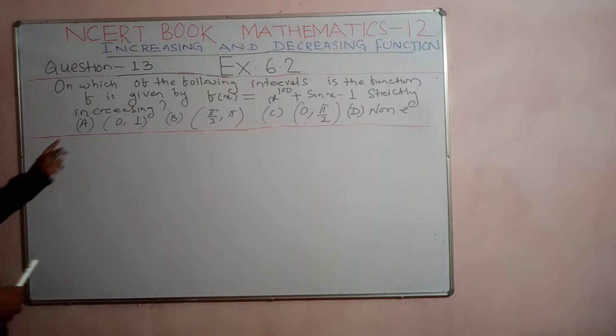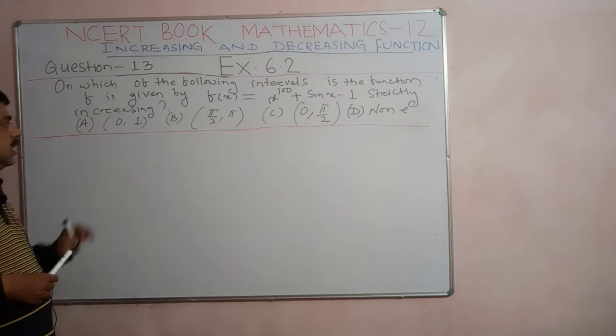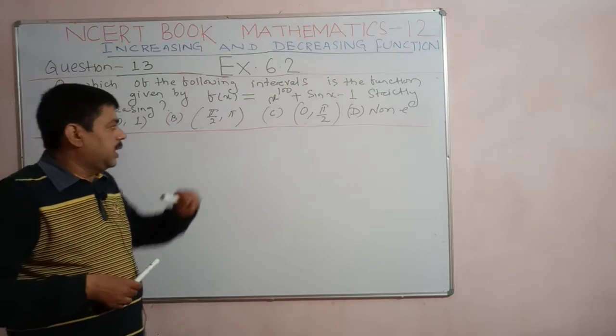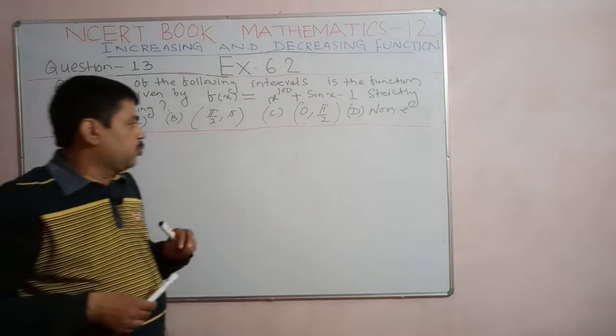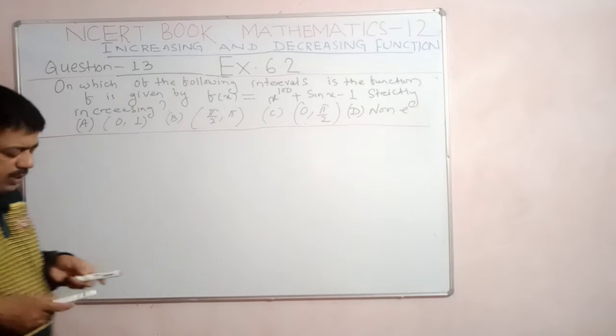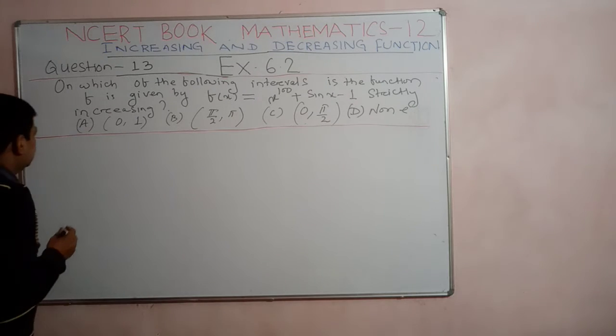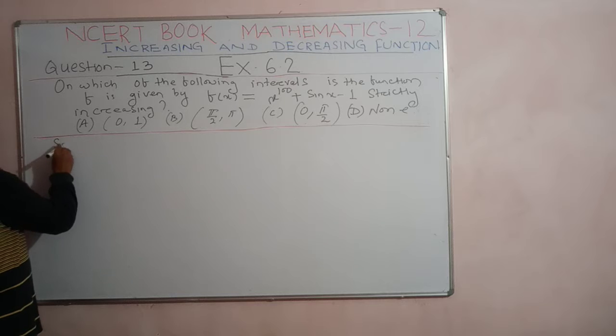Option A is the open interval (0, 1); option B is the interval (π/2, π); option C is (0, π/2); option D is none. In which interval is the function strictly increasing, we have to find out. Okay, understand? Let us see.